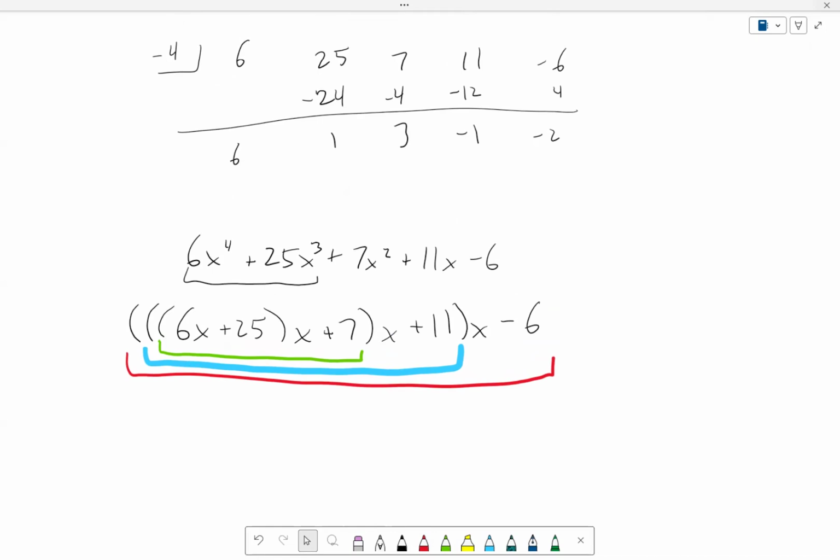So here we get 1, isn't it? Yeah. And what do we do with that one? Multiply it by -4 and add 7. Wow. And what do we do with that? We multiply by -4 and add 11. And then multiply by -4 and subtract this. So that's where it comes from, directly from this nested factoring, which I think is pretty cool.